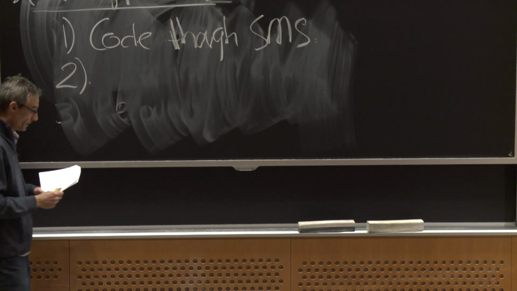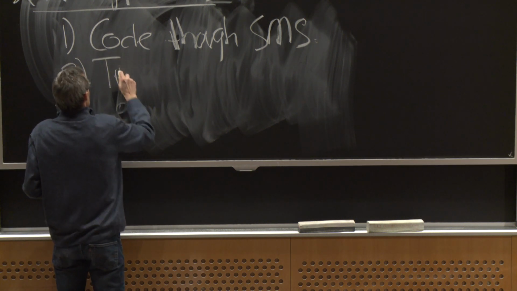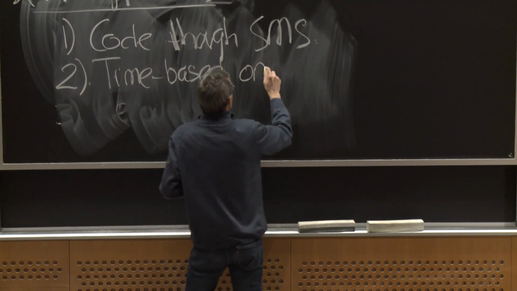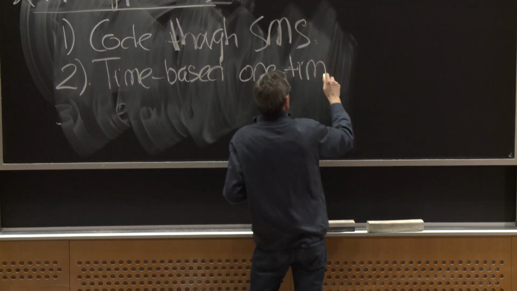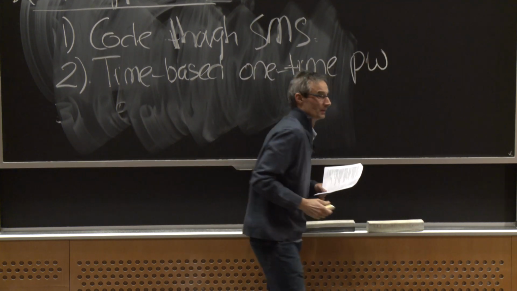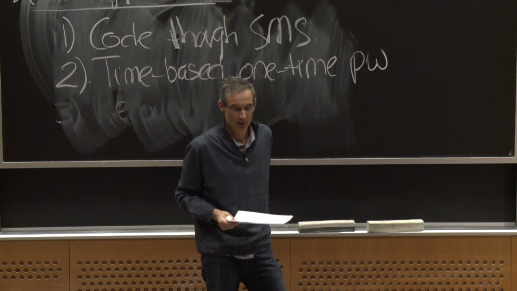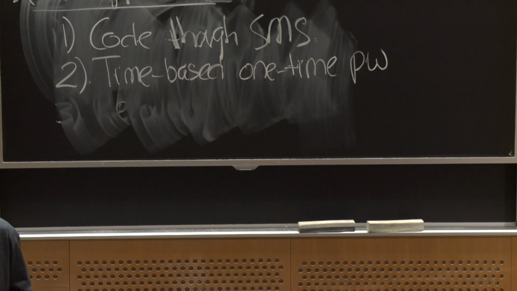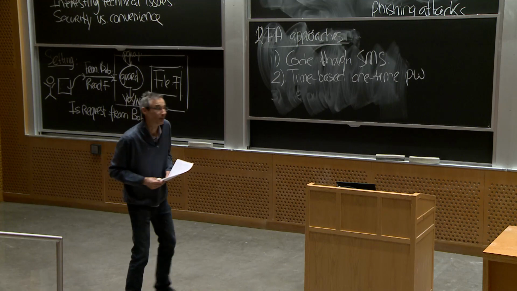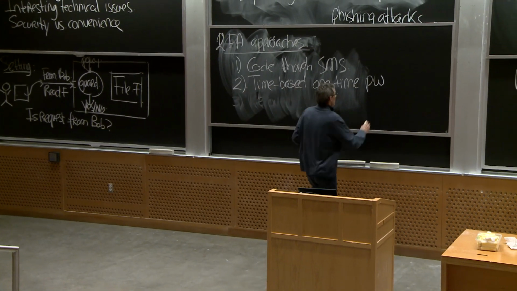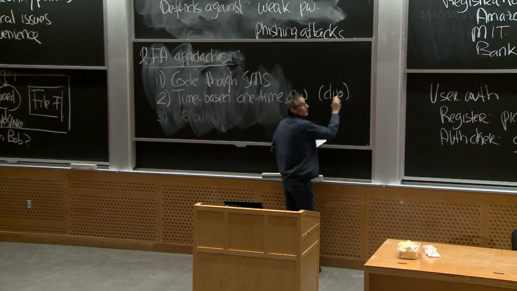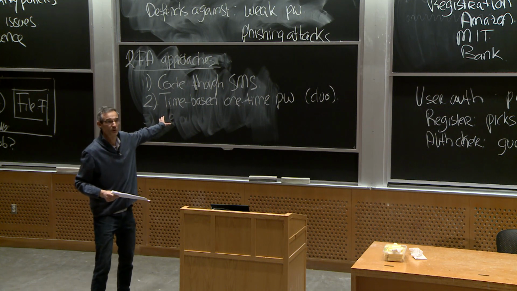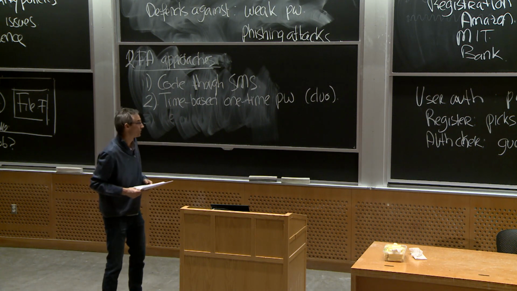A second common approach is time-based one-time passwords. They're not like user passwords, the ones you set up when you create your account, but tokens or numbers basically. For example, a common use case of this is Duo. How many people use Duo to log into the MIT VPN? Good. So that uses this particular scheme, and the scheme is pretty straightforward.